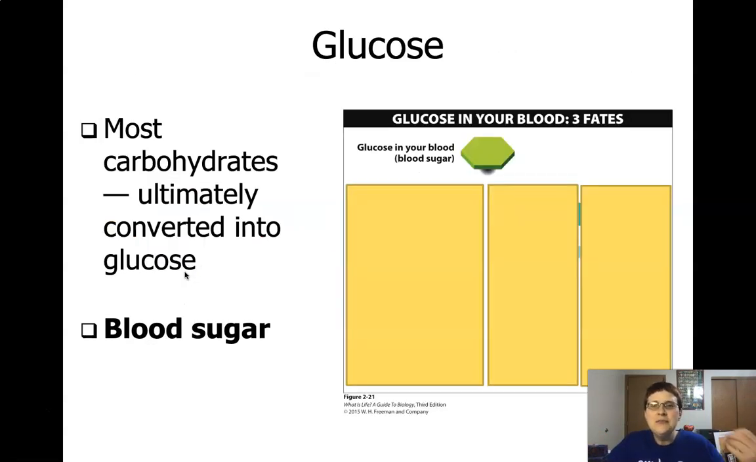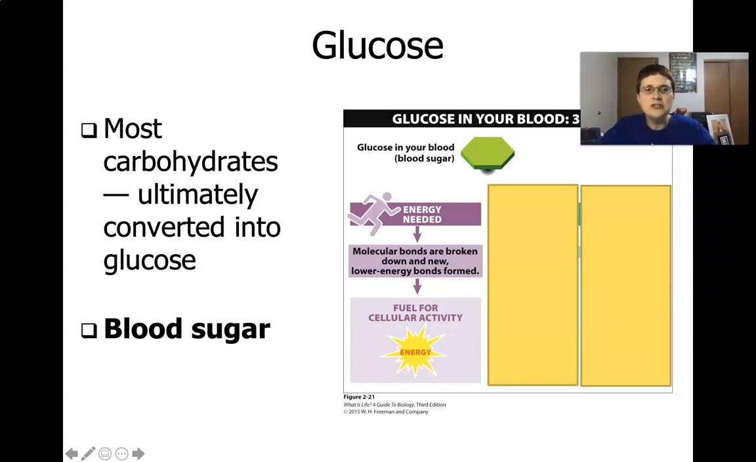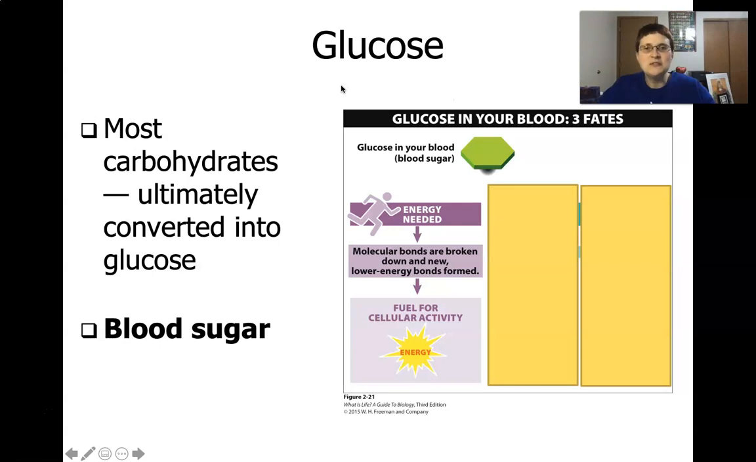So like I said, glucose is actually the most common of the monosaccharides. In fact, most carbohydrates are built out of it, and most carbohydrates are going to be converted into it. This is what you know as your blood sugar. If you've ever had your sugar measured, it's measuring your glucose, because that's what your body has turned it into, because that's the easiest of the sugars for your cells to use.